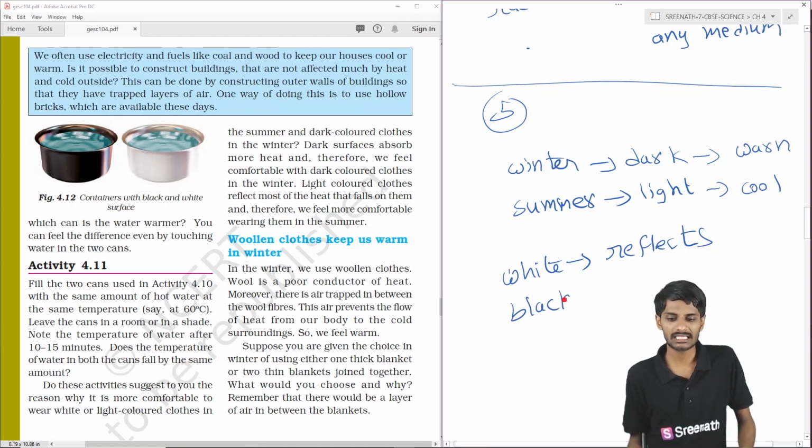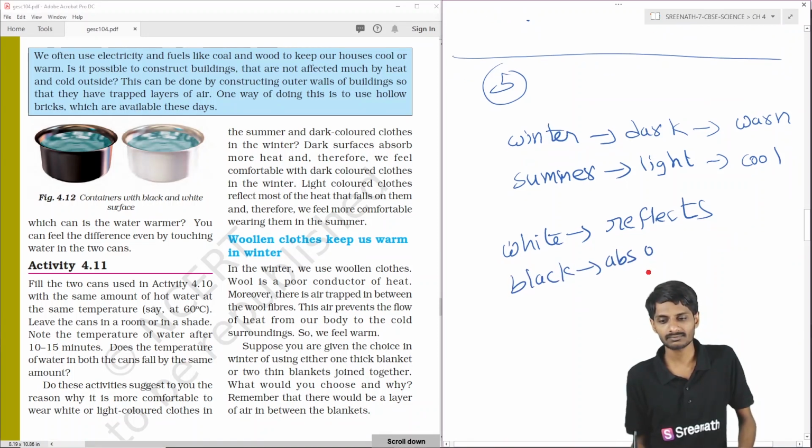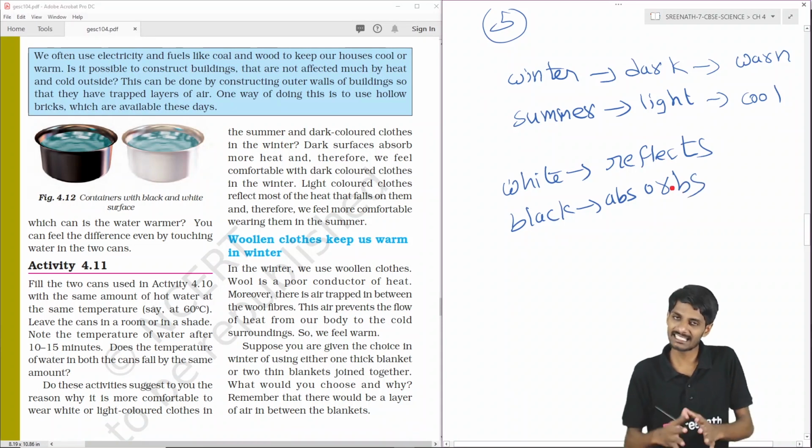But black color, what will it do? It will absorb, and it will easily radiate.